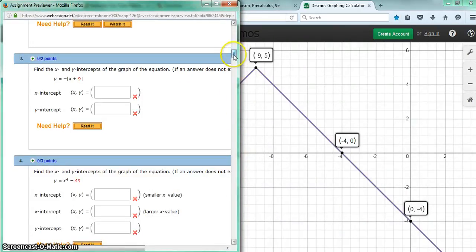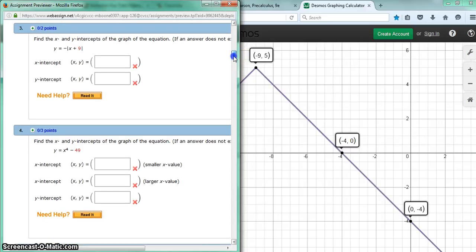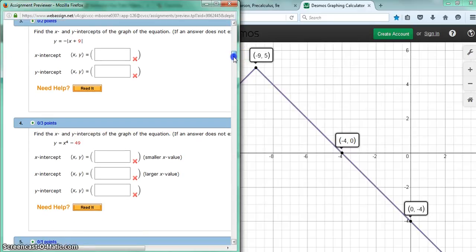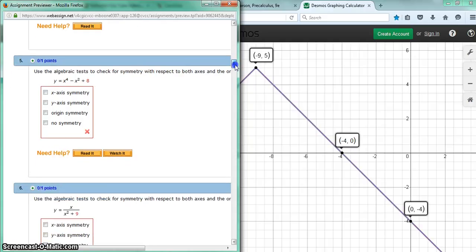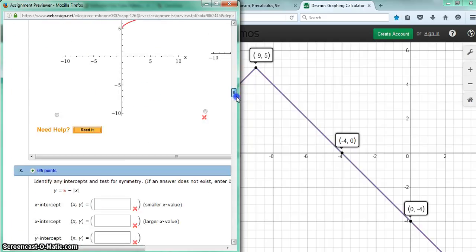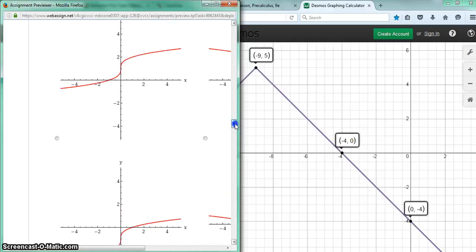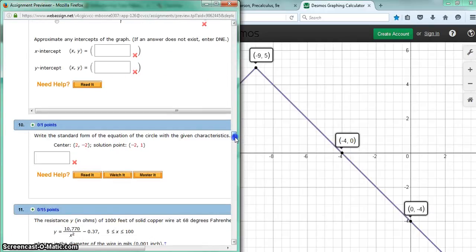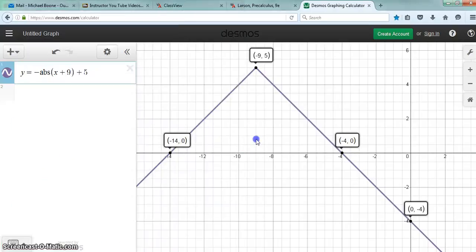Another one that looked interesting was number 10. Oh, but I think I wanted to look at one of these too. Let's jump to number 10 and we might go back. 10 is talking about a circle, and it tells you the standard form of a circle, which is in your book, and its center is 2, -2, with the solution point -2, 1.